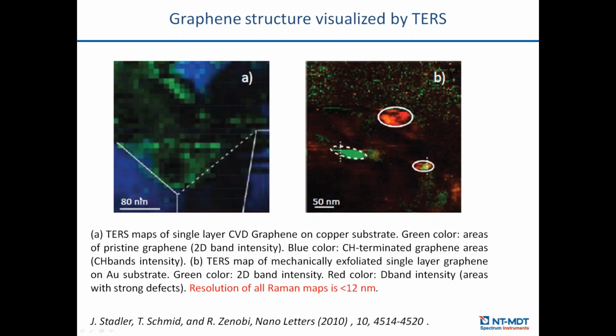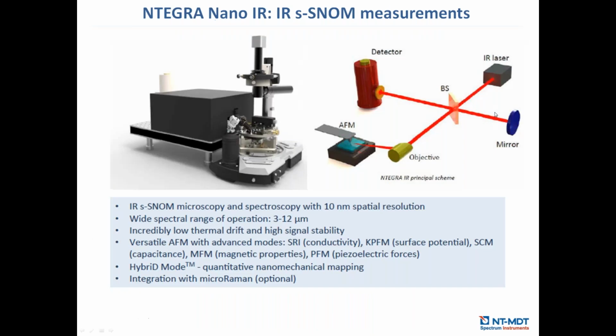And on this slide, you can see the scales here. It's 80 nanometers and 50 nanometers. So these are Raman maps of graphene, and we can see the defects, which are like tens of nanometers. And actually, the number of TERS publications has grown starting from the previous decade, and now we can see hundreds of them published, and most of them are done with our systems.